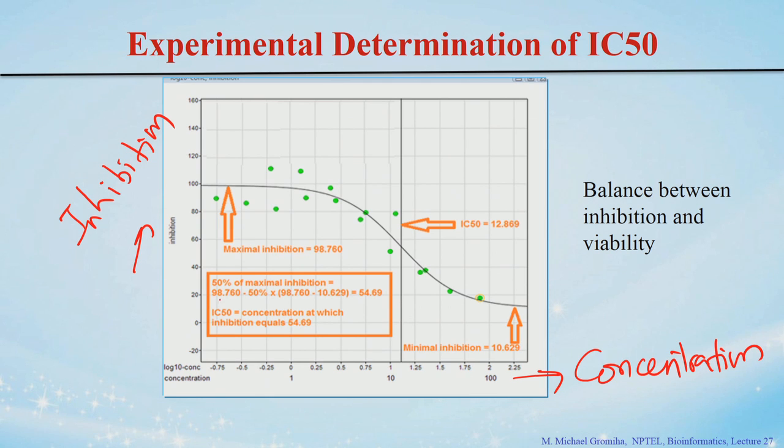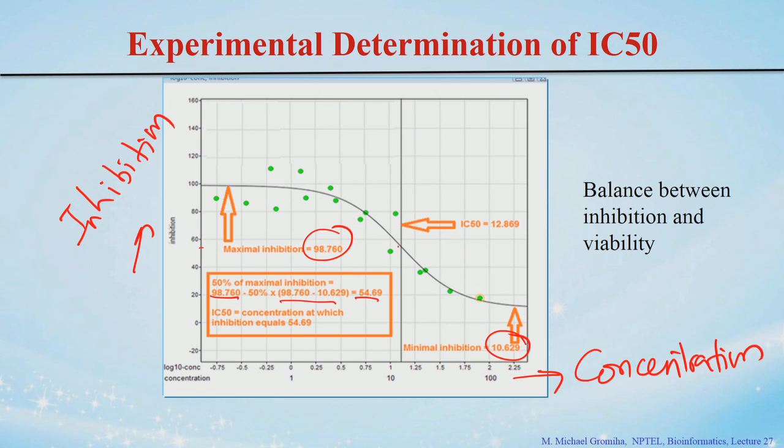So, this is the maximum 98.76, minus 50% of the difference, which is how much inhibition there is. The difference is 98 minus 10: the maximum is 98 and the minimum is 10, so that is the difference. From the maximum we reduce 50% of this difference, and this will give you 54.69, the inhibition. Then we go with this 54.69 percentage, so somewhere here.